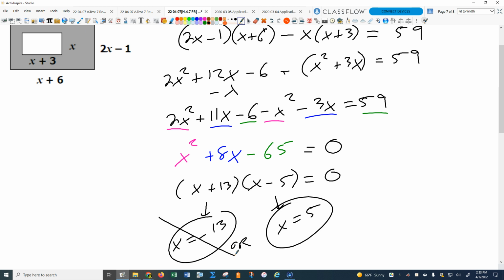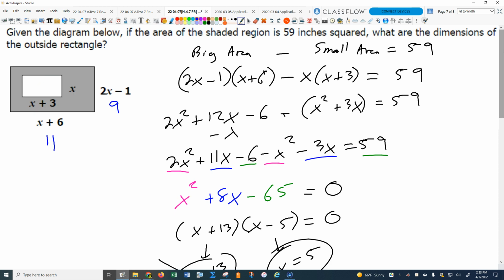Well, if I plug 5 back in, what's that going to give me? 5 plus 6 is 11. 2 times 5 is 10 minus 1 is 9, right? Yeah. So it's 11 by 9. And what do they want to know? The area? Is that what they want to know, or they want to know the dimensions? Dimensions, yeah. So 11 by 9. Okay? Make sense? Give me 1 to 5 on that guy. How we doing? Okay, good.